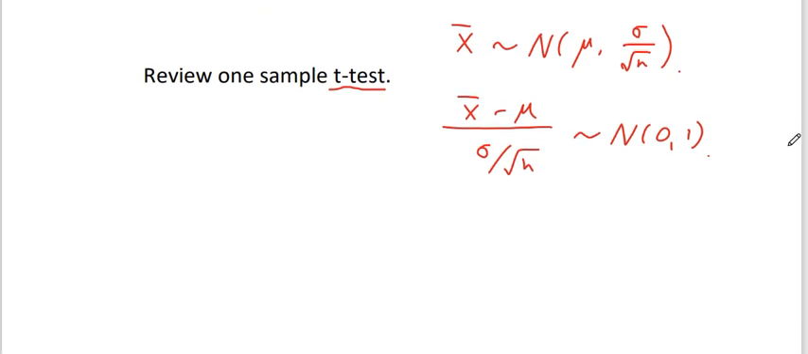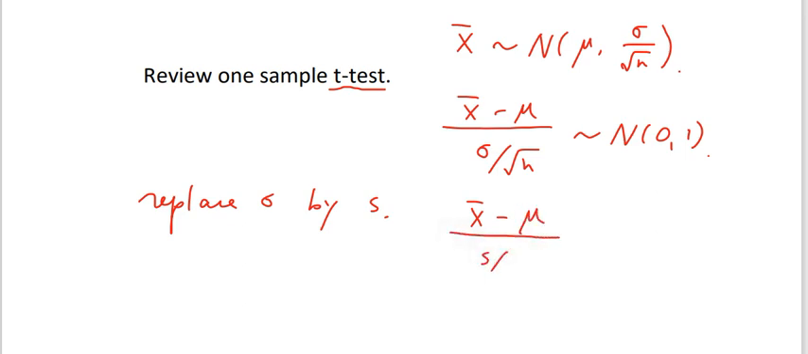If we don't know sigma, we have to replace sigma by s. Then this one follows a t distribution with n minus one degrees of freedom, right? This is where the t distribution, the t table, and the t test come from.